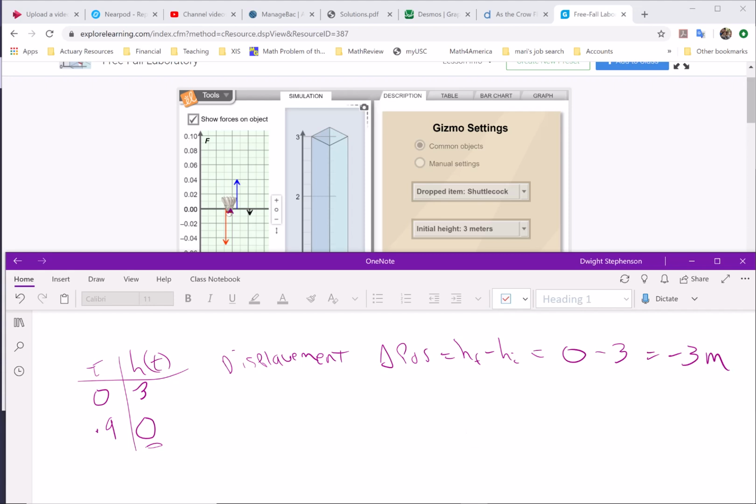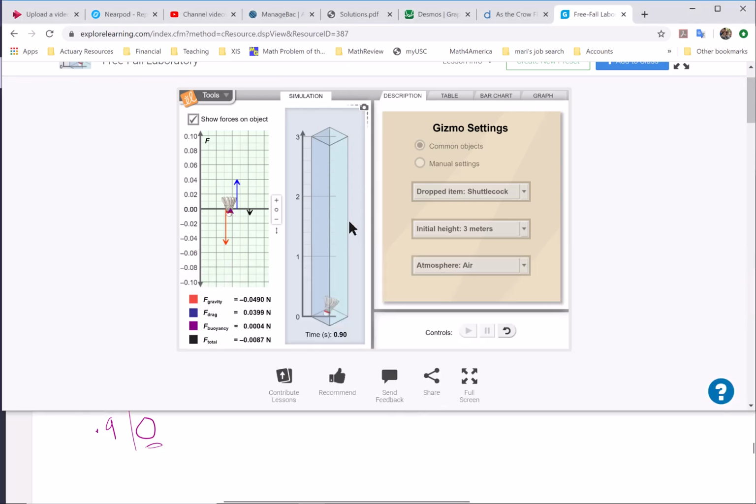Which is basically saying that the shuttlecock went down, right? The negative is saying down by 3 meters. If I was talking about distance, then I would just be asking how far did the shuttlecock travel, right? And the answer to that is 3 meters. It traveled 3 meters from up here to down there. Distance is a scalar, so we don't care about what direction it traveled, just the fact that it traveled 3 meters, right?